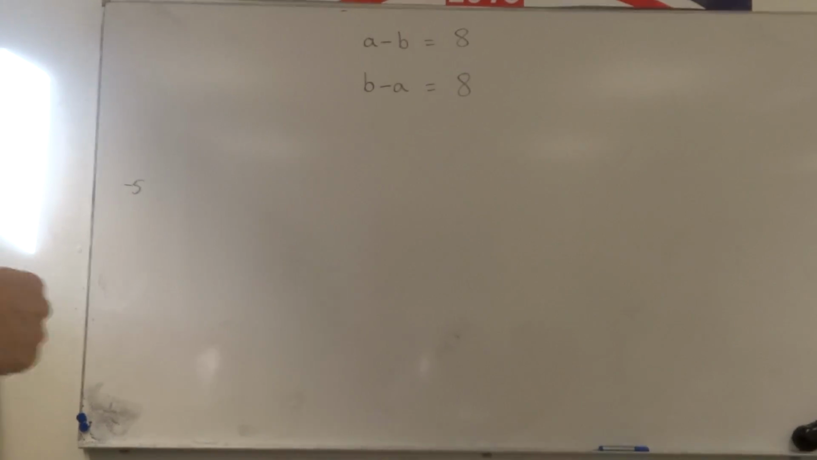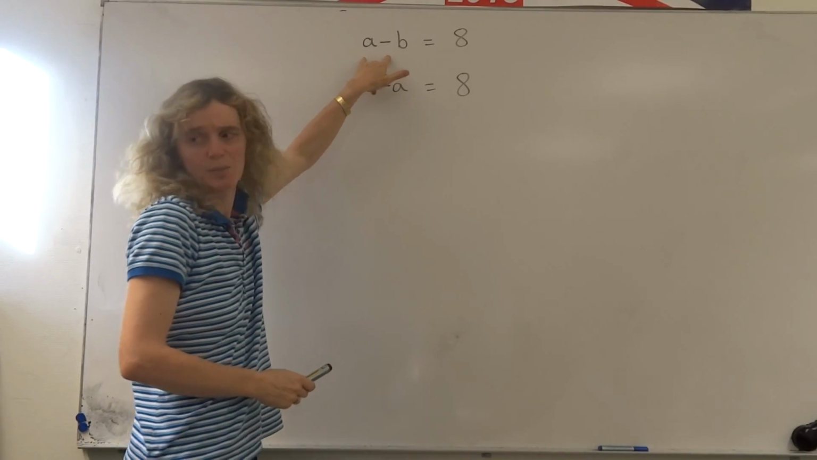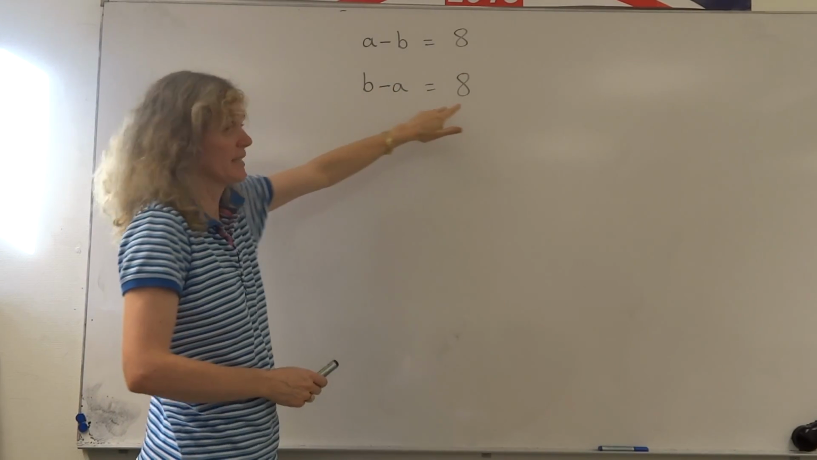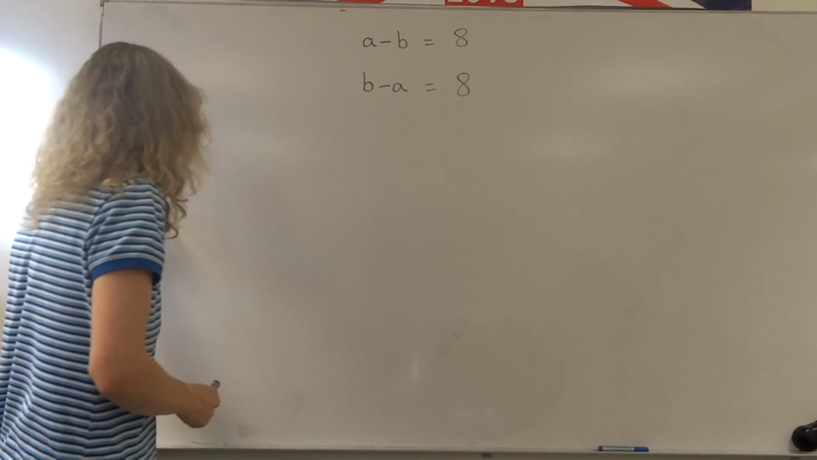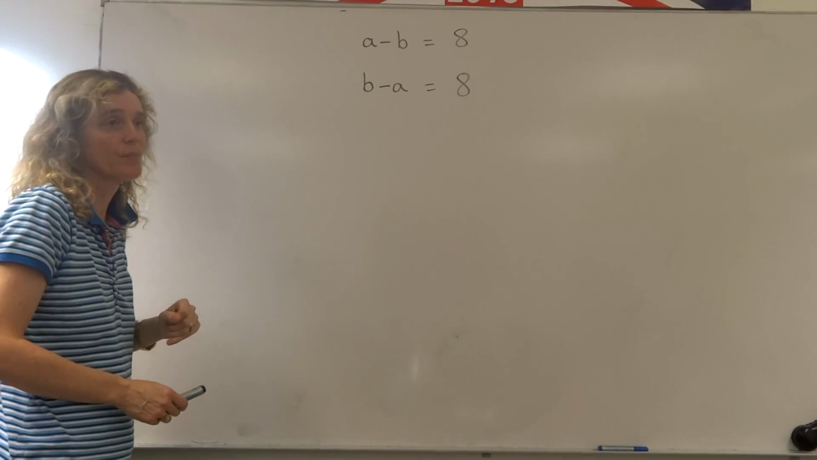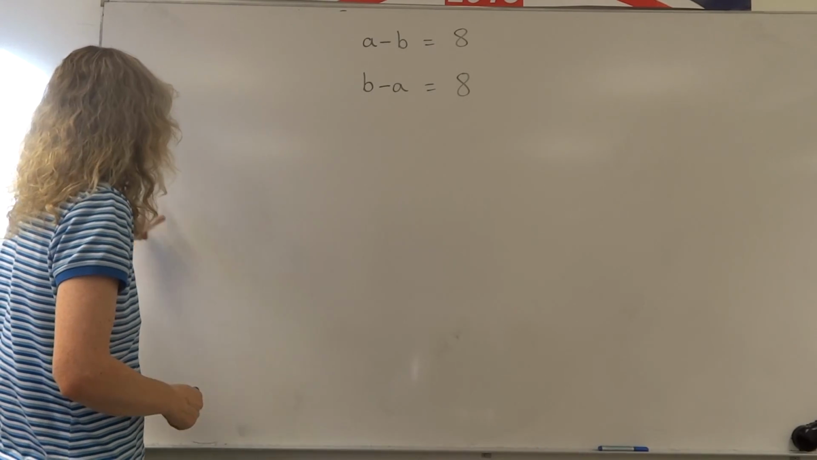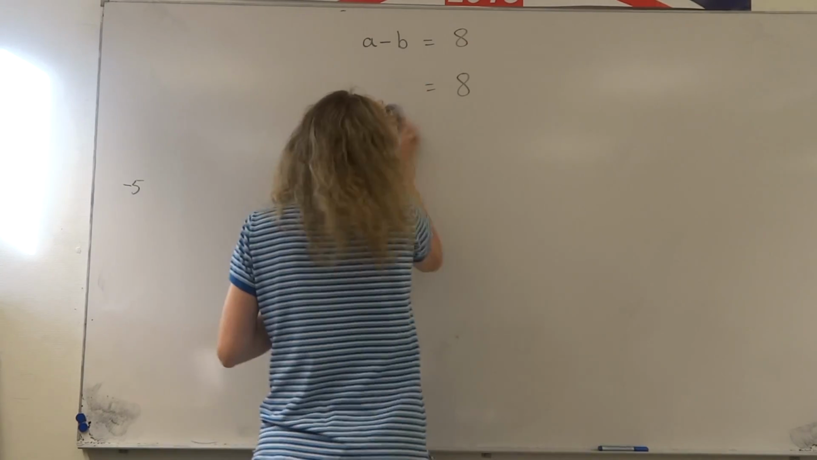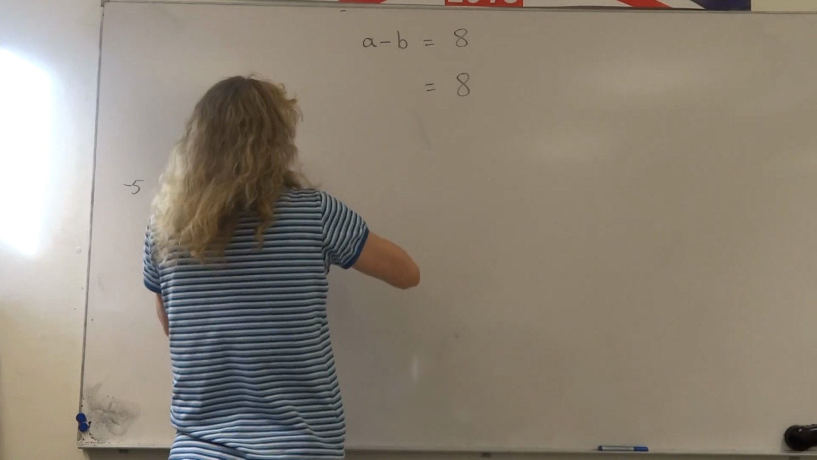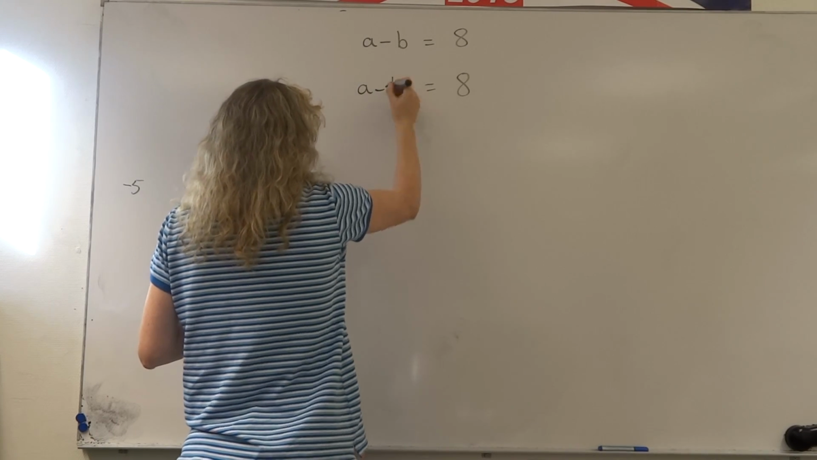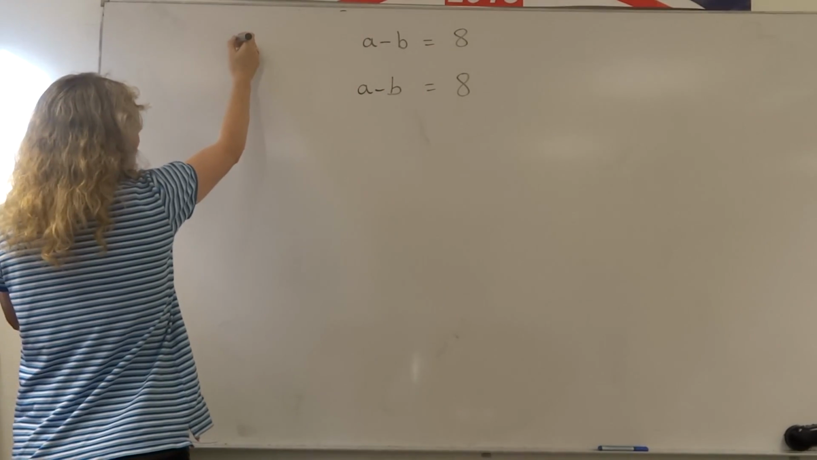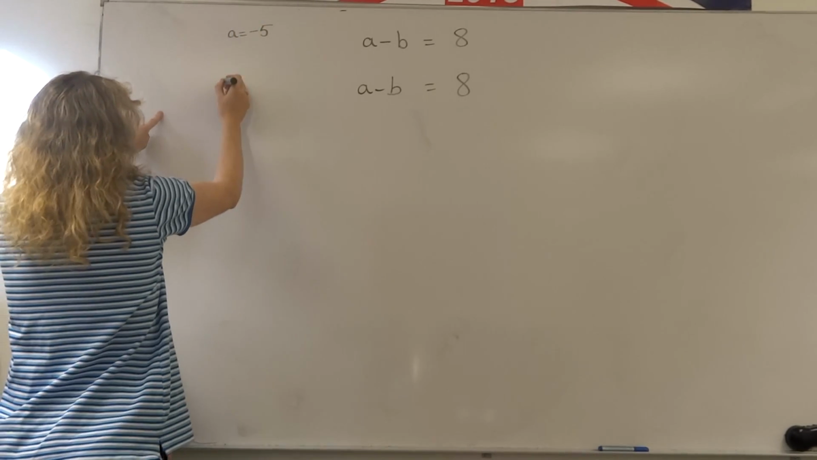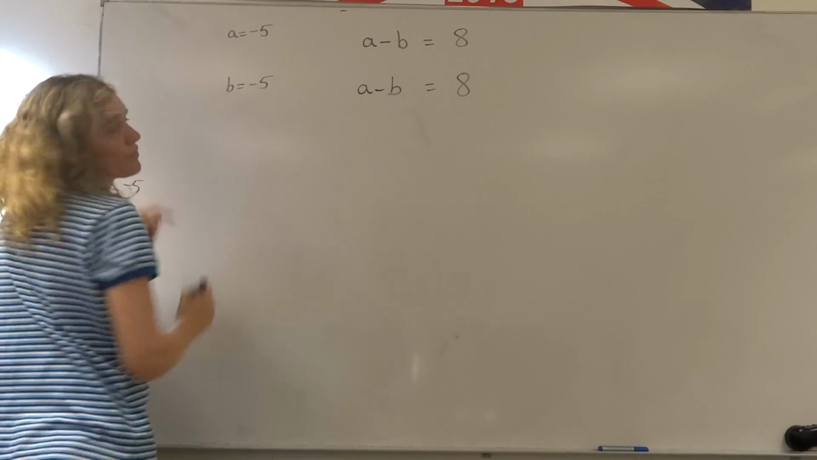Right, the question is that we've got the difference between two numbers. A minus B is 8, or B minus A is 8. And they're telling you what one of the numbers is. So let's keep it as A minus B in both. First time round, let's say that A equals minus 5. Second time around, let's say that B equals minus 5.